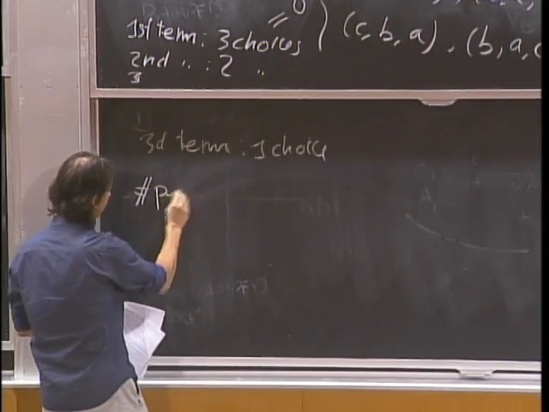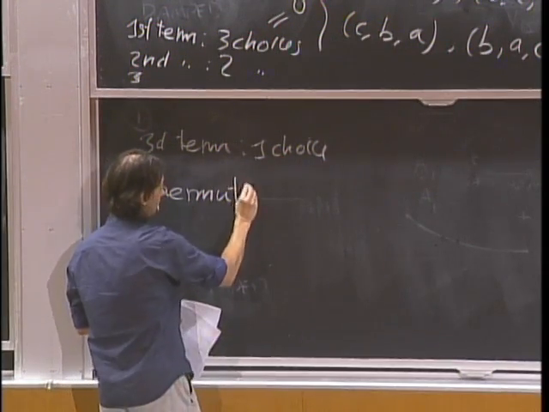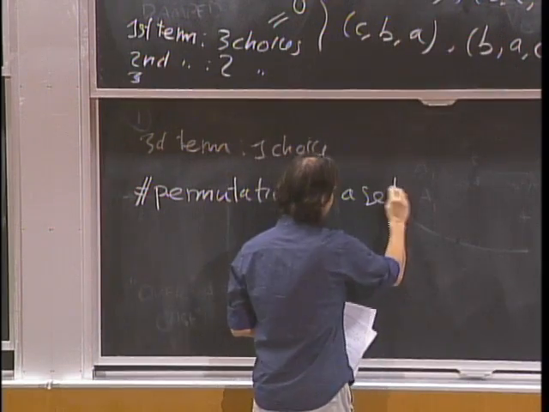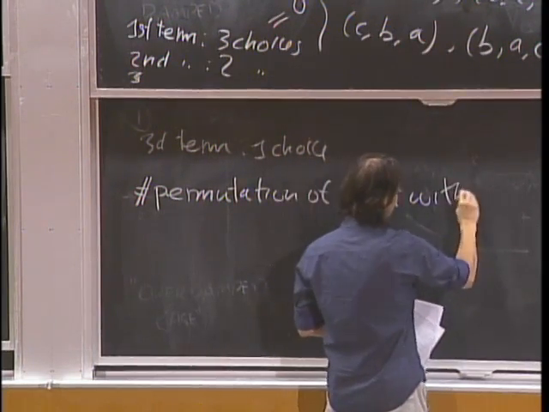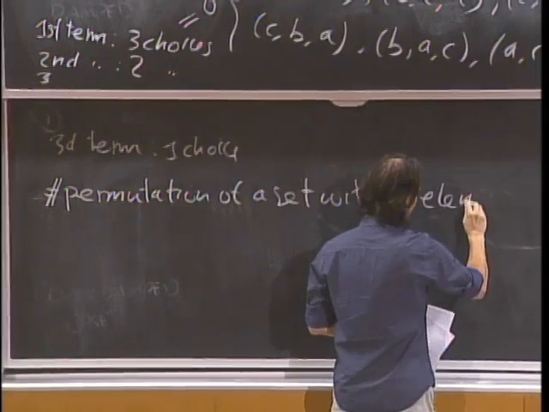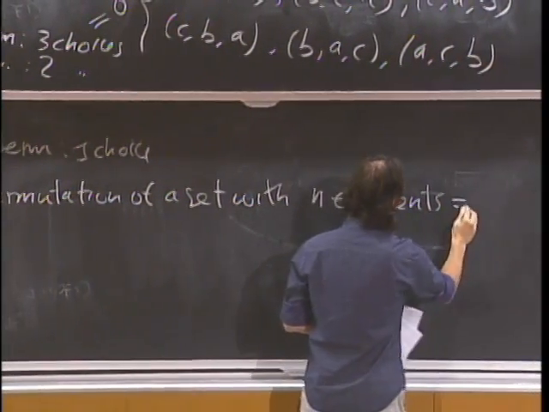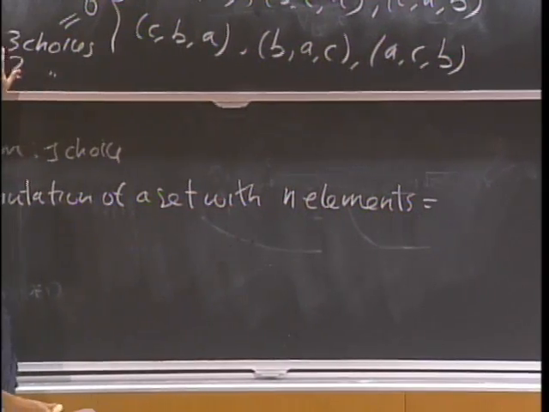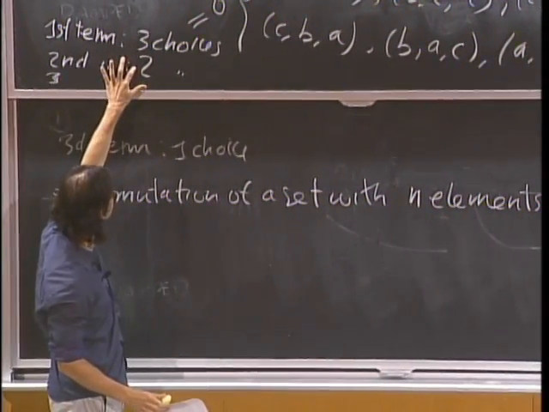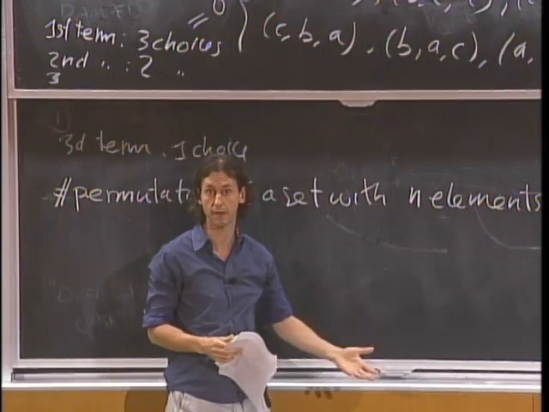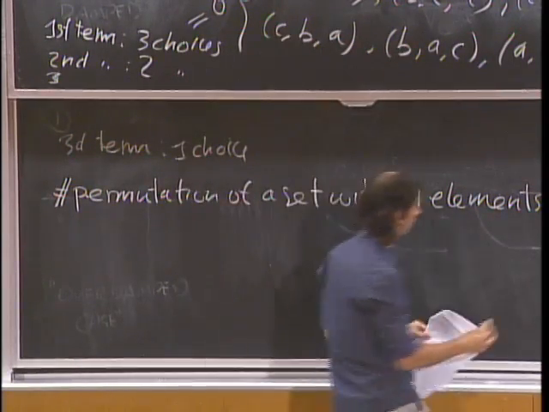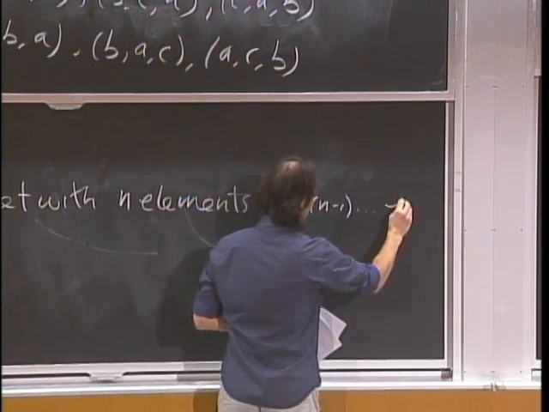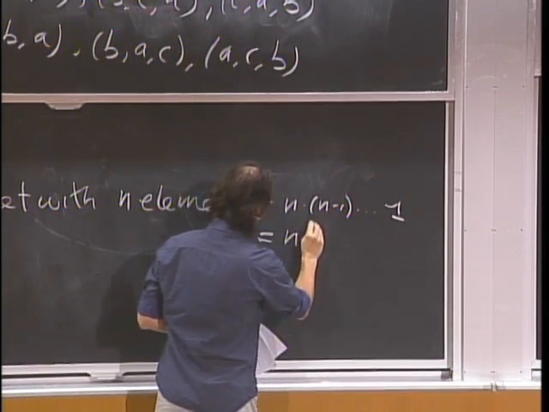Now, in general, we can do this for any permutation, and if you want to count the number of permutations of a set with n elements, it turns out that that is equal to n times n minus 1, just like here. We have 3 elements, 3 times 3 minus 1, and so on. N times n minus 1 times n minus 2, etc., all the way up to 1, and this is n factorial.